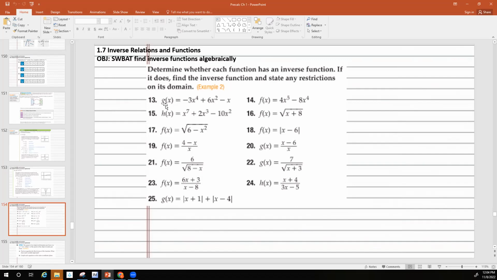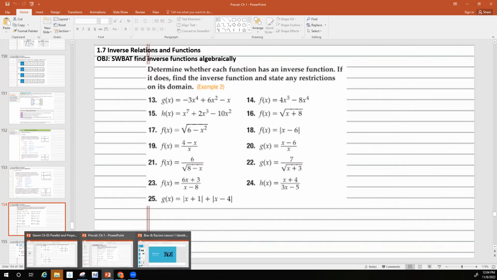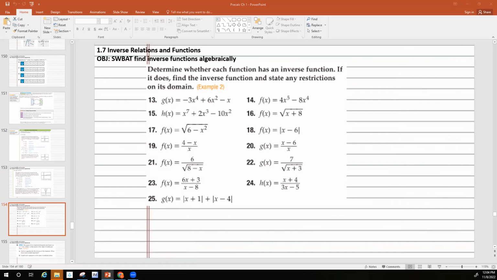So let's do 13. Determine whether each function has an inverse function. If it does, find the inverse function and state any restrictions on its domain. So let's look at 13. Okay, let me open my book. There you go. Okay, so let's graph that.